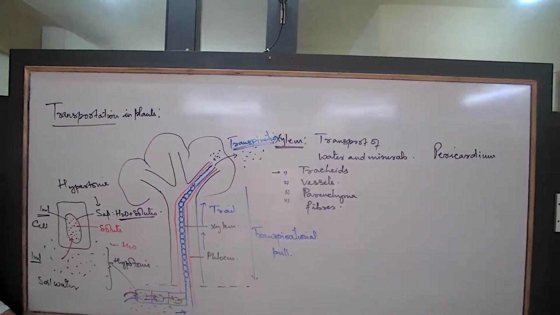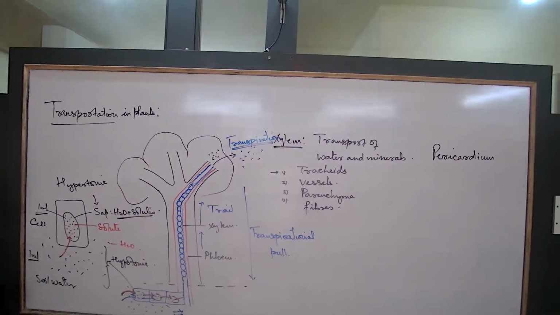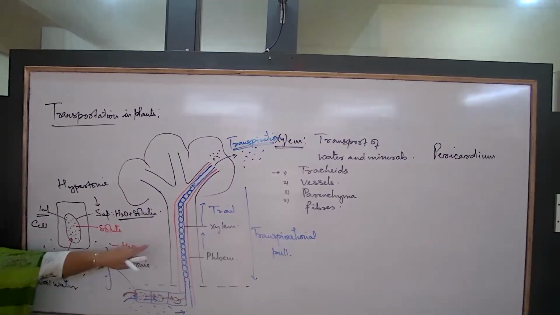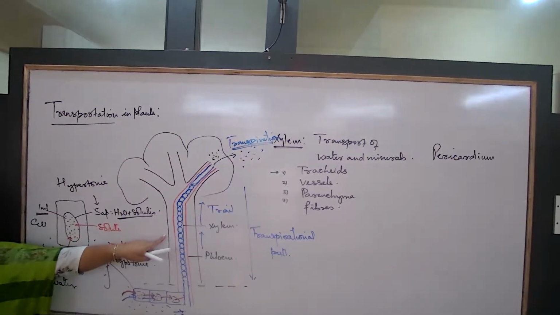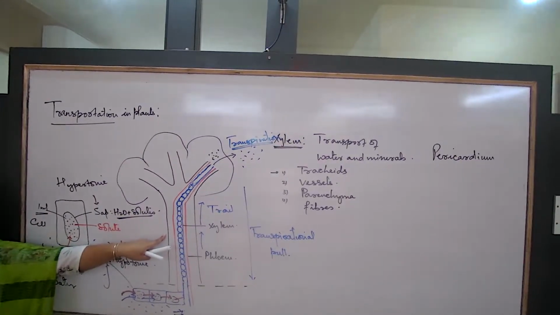So whenever we are talking about the process of transportation by way of the xylem, what are the features to understand? The xylem is present in the form of a tube, the first point always to write, and it is located centrally always.